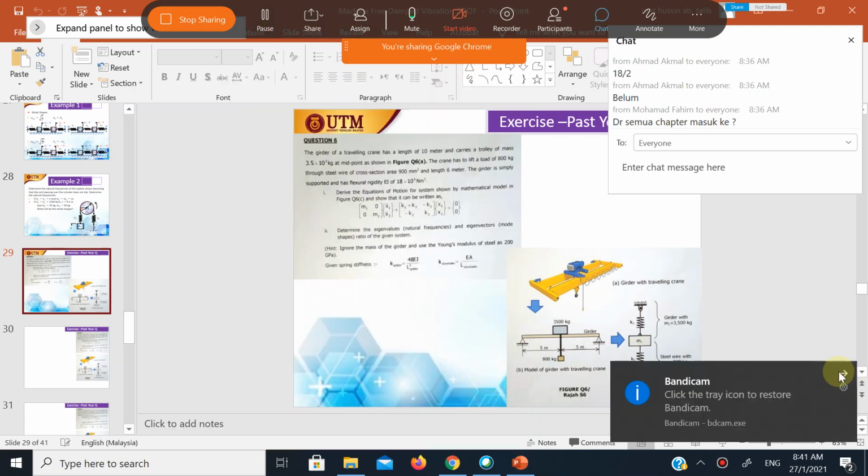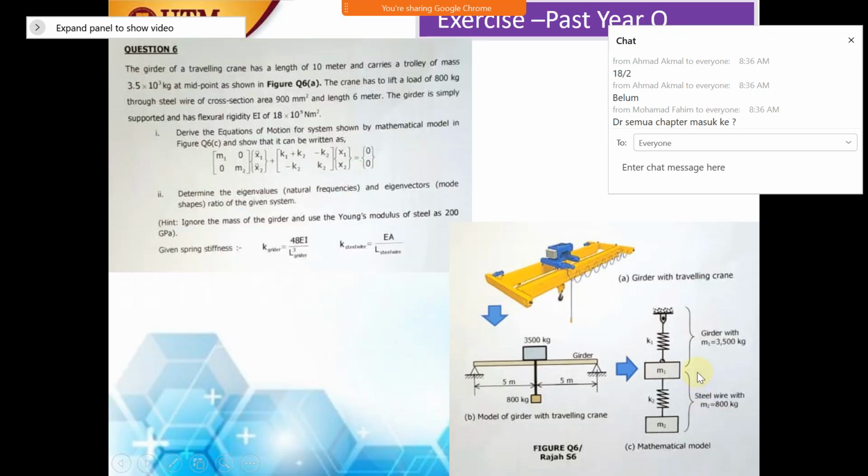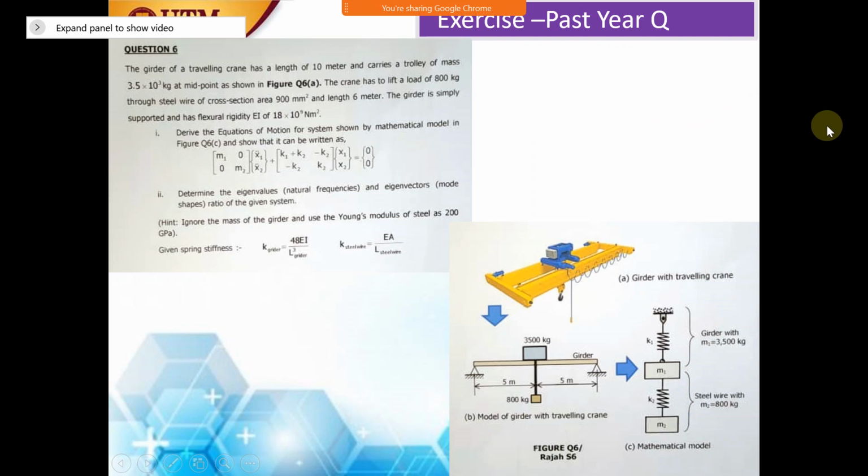Okay, kita tengok soalan nombor 6. This one is a past year question from last year if I'm not mistaken. Last year maksudnya 2019-2020 semester 1. Betul. Alright, 2019-2020 semester 1. Okay. So look at this question.